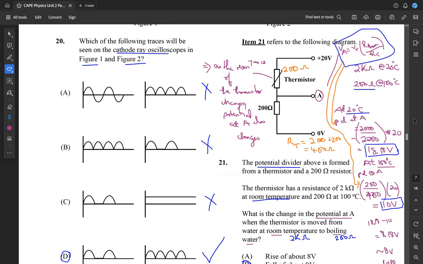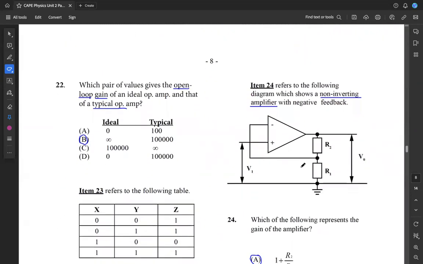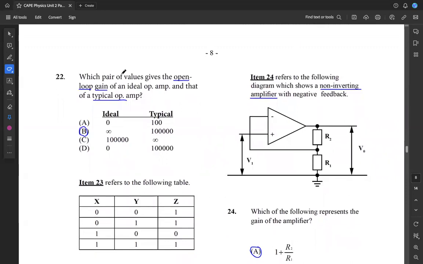All right, so we are good and we are ready to move on to question 22. So 2022 now says, which pair of values give the open loop gain of an ideal op-amp and that of a typical op-amp? So we're looking at open loop gain. Now the open loop gain of an ideal op-amp, we know that that's infinite, right? We want infinite open loop gain in the ideal case. And for a typical op-amp, what we would observe is a gain of 10 to the 5, right? So when we look in this table, we're looking for the pair that has that, right? Ideal being infinity, and typical op-amp being 10 to the 5th for our open loop gain.